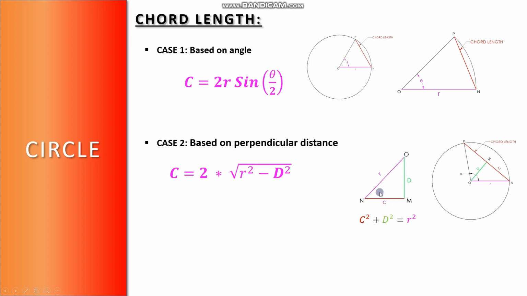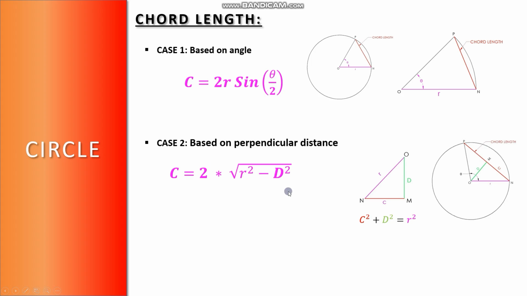Based on this triangle, you can use the Pythagoras theorem, that is a square plus b square equals c square. Here a is c, b is d, and c is r. So based on this, I wrote the equation here. We need the chord length. So solving this equation, we get c equals 2 into square root of r square minus d square.